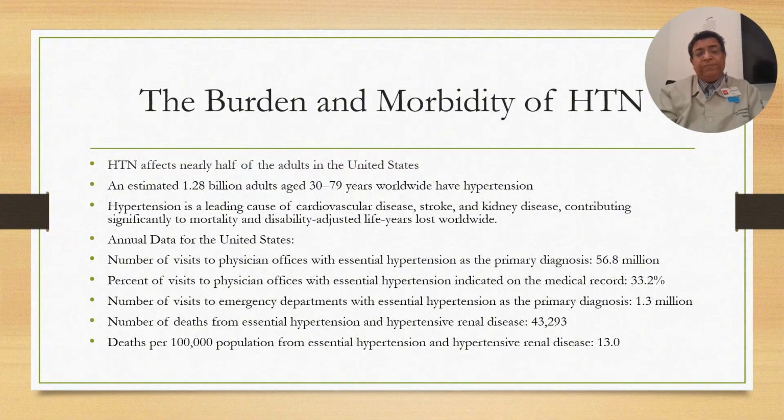Let's review the annual data for the United States. Number of visits to physician offices with essential hypertension as the primary diagnosis, 56.8 million. Percent of visits to physician offices with essential hypertension indicated on the medical record, 33.2%. Number of visits to emergency departments with essential hypertension as the primary diagnosis, 1.3 million. Number of deaths from essential hypertension and hypertensive renal disease, 43,293. Deaths per 100,000 population from essential hypertension and hypertensive renal disease, 13.